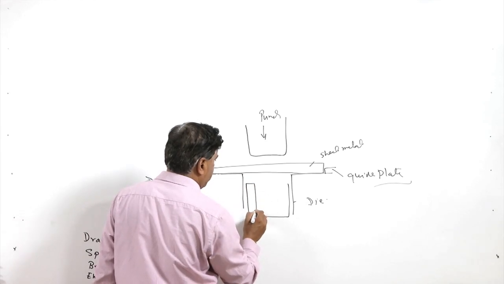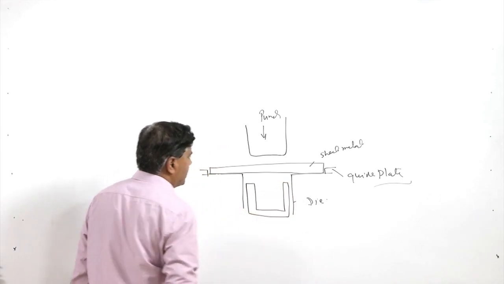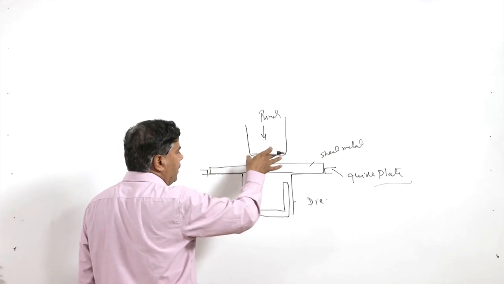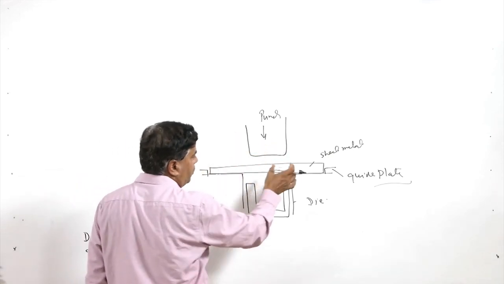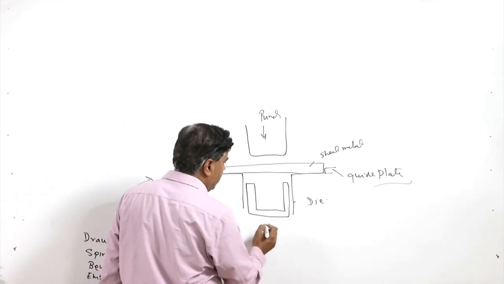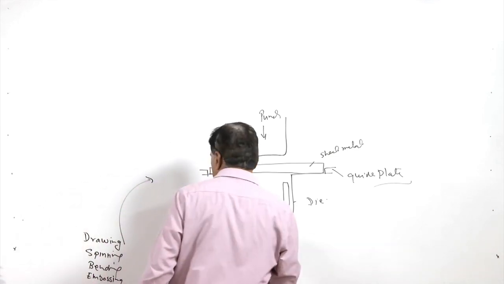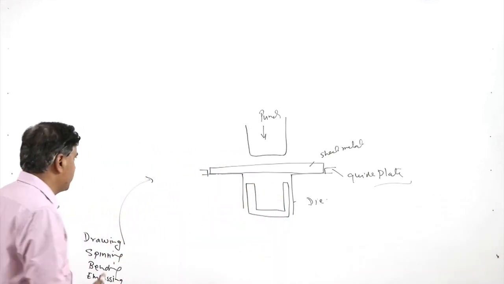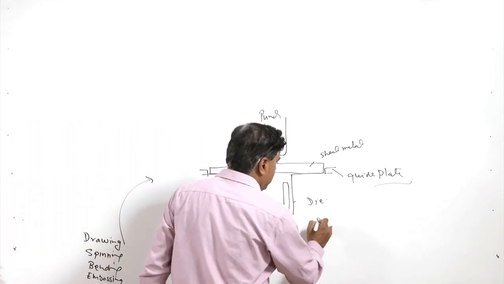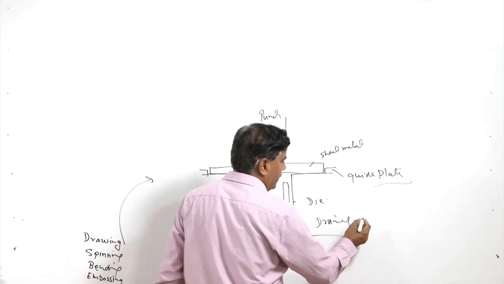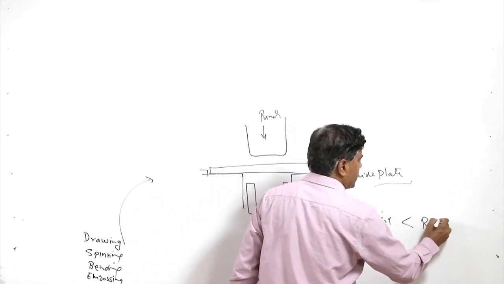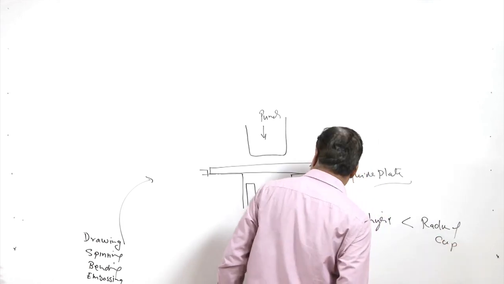So, this cup shape product is produced as a result of the drawing, as the punch is moved. The sheet metal is forced to move down through the gap between the punch as well as the die. So, it takes basically the shape of the cup, and the manufacturing of the cup shape product using the punch and die with the help of this kind of process is called the drawing, wherein the height of the cup is smaller than the radius of the cup.